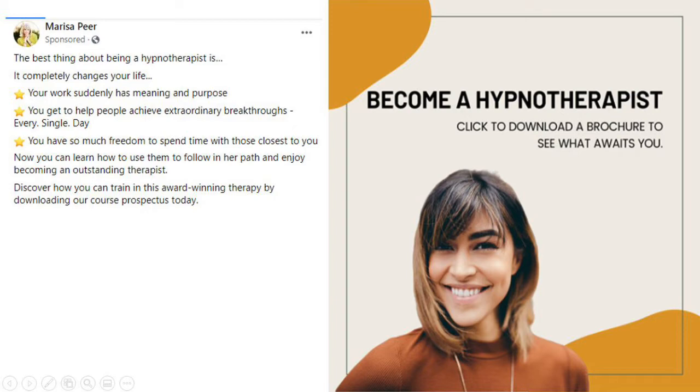Then you get to help people achieve extraordinary breakthroughs every single day. Besides changing yourself, you can also change things for other people. You have so much freedom to spend time with those closest to you. It means that you can spend your time with people who are close to you.